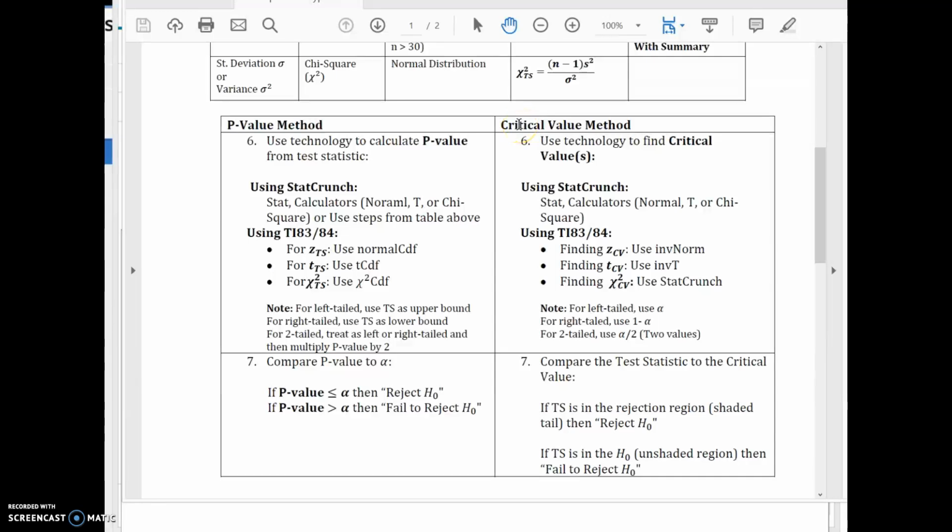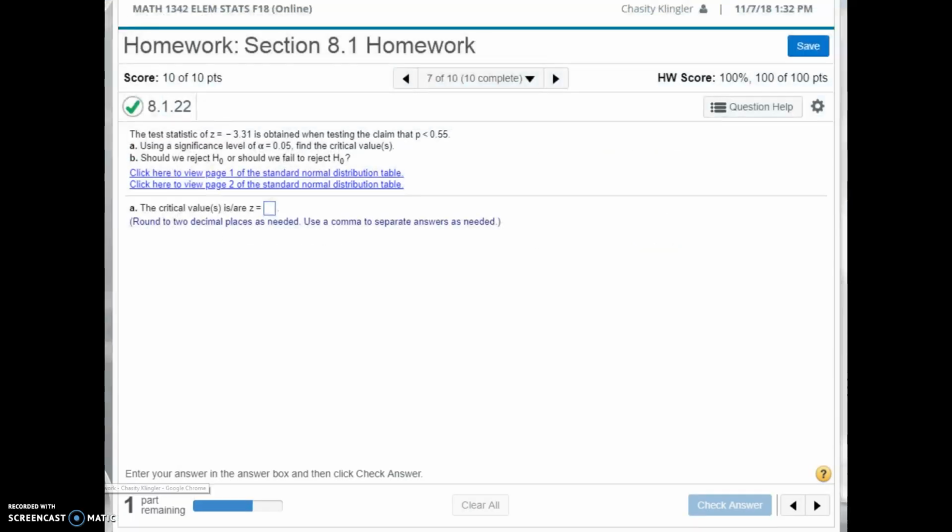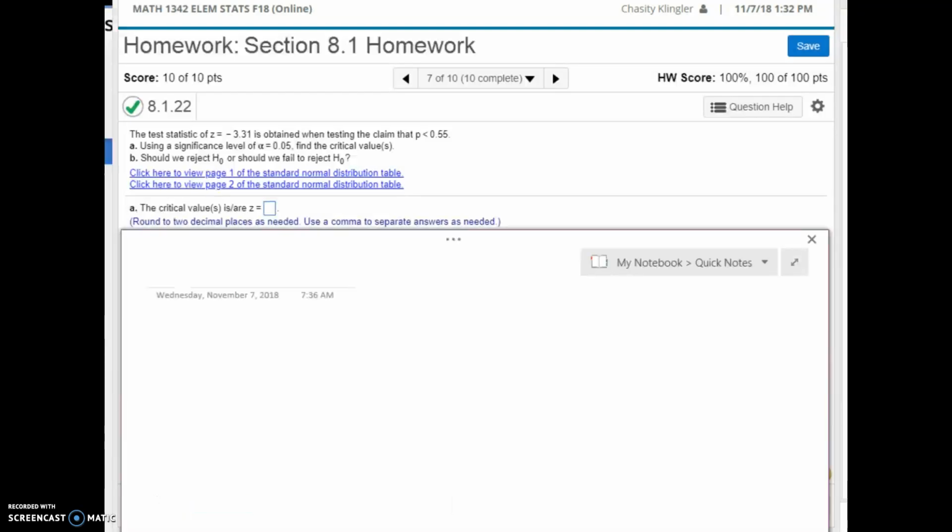And that's where we'll make our judgment on whether to fail to reject or to reject our null. So let's go back over here. It says this gives us the test statistic, so it's already done part of our job for us. We don't have to do step 5, but I'm still going to start with step 1, write our claim. A test statistic of z equals negative 3.31 is obtained when testing the claim that p is less than 0.55. So that's our claim.